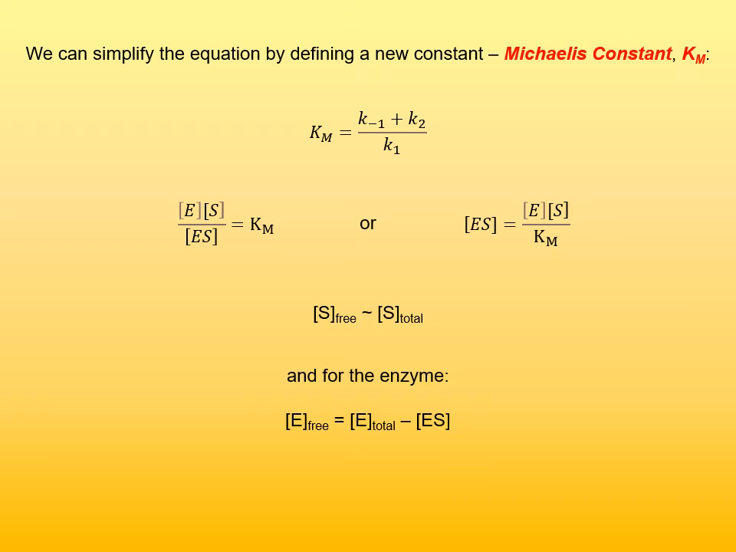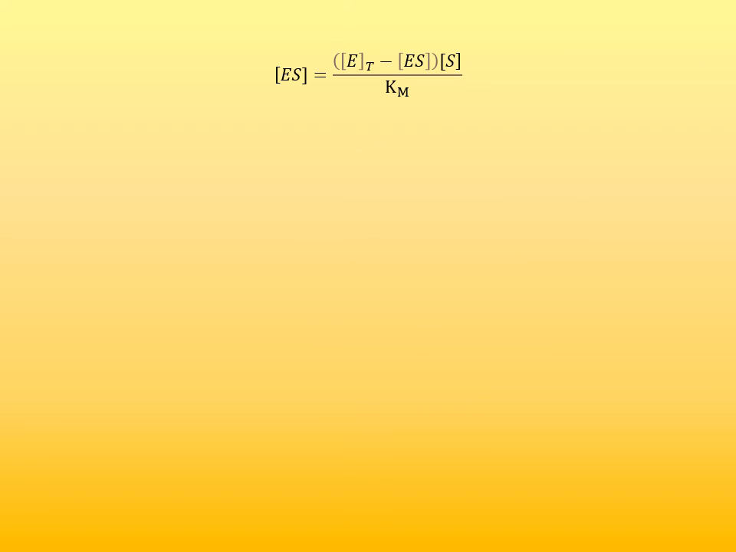So, sorry, free enzyme equals total concentration of enzyme minus enzyme-substrate complex. Concentration of free enzyme cannot equal total concentration of enzyme, because concentration of enzyme-substrate complex is substantial compared to initial concentration of the enzyme. So when we replace those quantities into the initial expression for the concentration of enzyme-substrate complex, we obtain this equation.